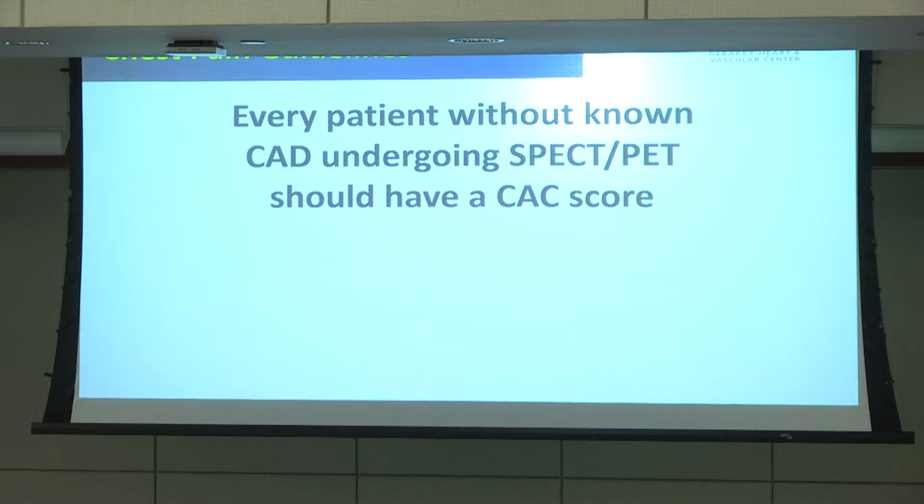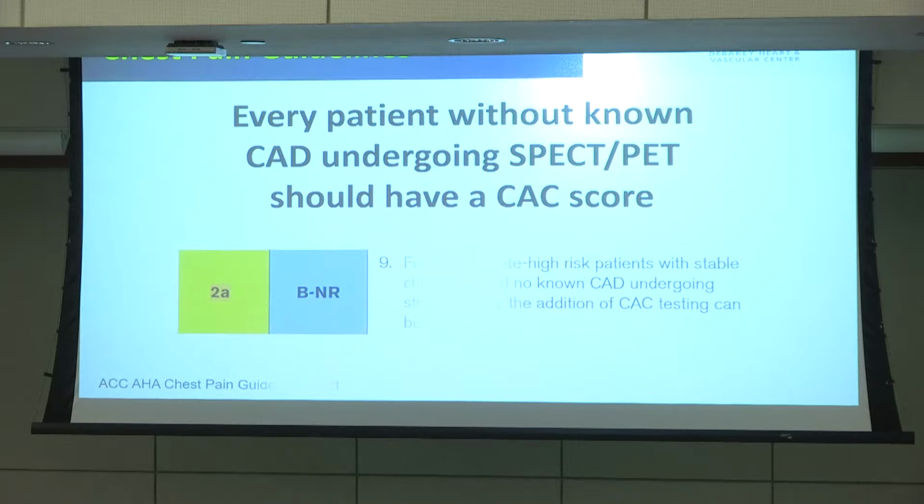So if you know in the guidelines, in the American and the European guidelines, the American guidelines have a class 2A indication that for intermediate to high risk patients undergoing SPECT or PET imaging, adding calcium score is recommended. And the Europeans actually gave it class 1 indication. This is based on mostly cohort studies.